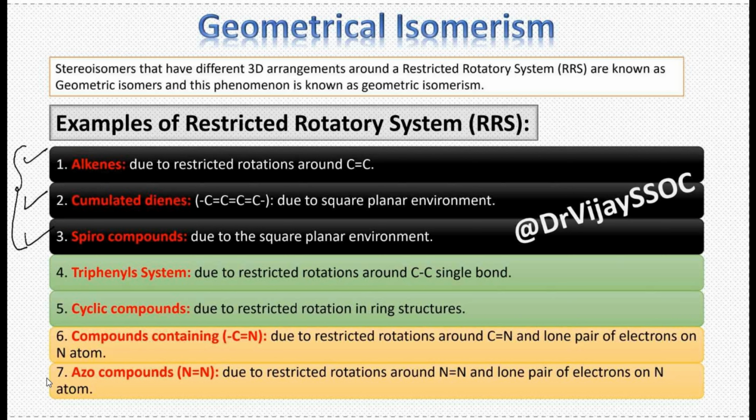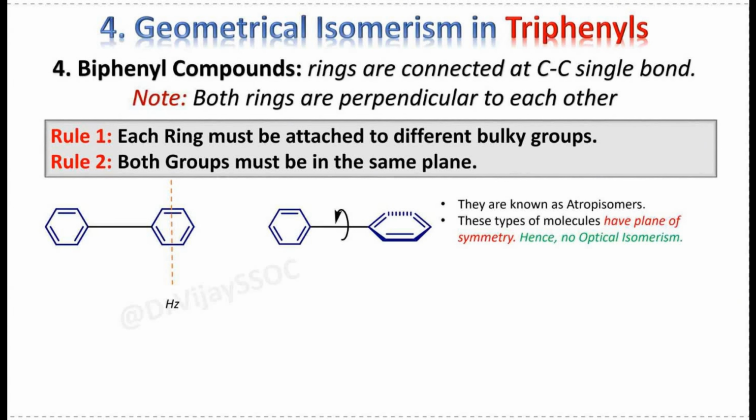Now we are going to see the geometrical isomerisms in triphenyl systems, cyclic compounds, compounds containing carbon-nitrogen double bond, and azo compounds. Geometrical isomerism in triphenyl system. Before moving to triphenyl systems, let's understand what biphenyl systems are. When two aryl rings are connected with a carbon-carbon single bond, it is known as a biphenyl system. This is an example of the biphenyl system, where two benzene rings are connected by a single bond and there is free rotation around this carbon-carbon bond.